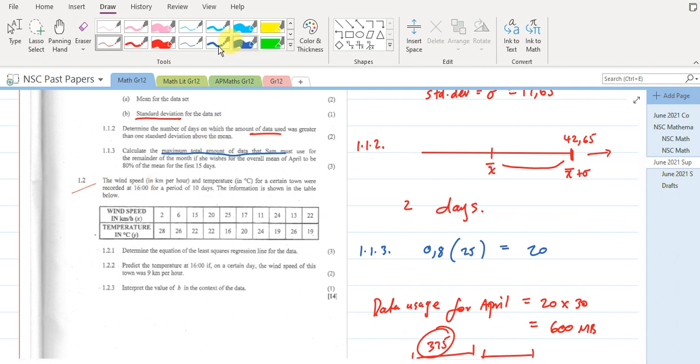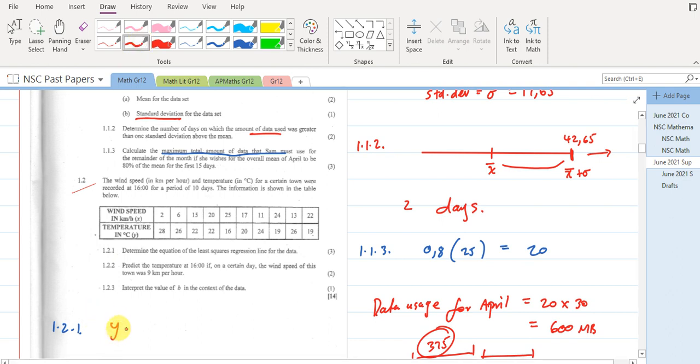Question 1.2. The wind speed in kilometers per hour and the temperature in degrees Celsius for a certain town were recorded at 4 for a period of 10 days. So at 4 o'clock every day they recorded for a period of 10 days. The information is shown in the table below. Determine the equation of the least squares regression line for the data. So 1.2.1, let me write in red.